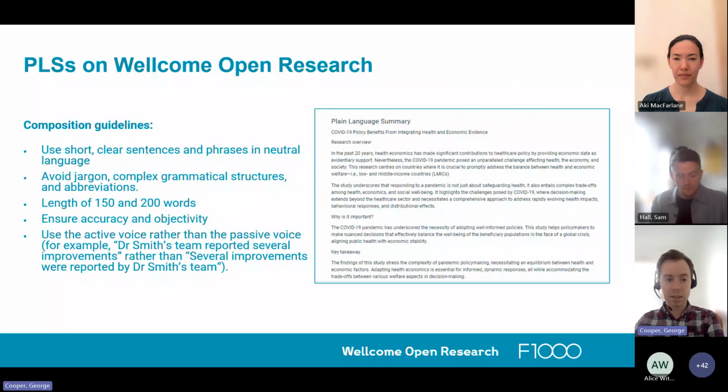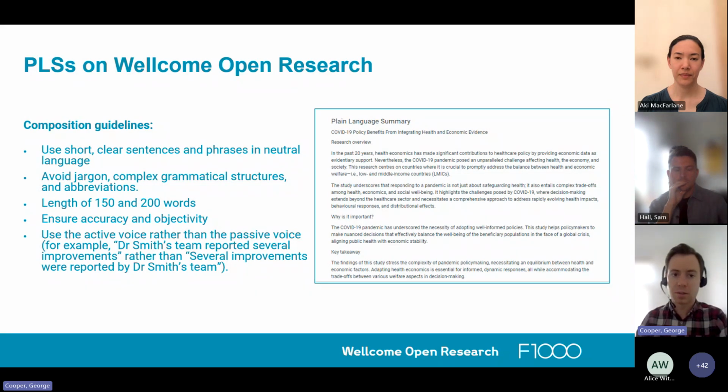In terms of actually writing a plain language summary, here's some more advice about how you should go about doing that. On the right, you can see a plain language summary that's been zoomed in a bit more, so you can see how this plays out in practice. But it effectively keeps things brief, particularly in terms of sentences themselves. So use short, clear sentences and phrases in neutral language. It doesn't have to be emotive language. It should be objective in tone, but trying to keep it a bit shorter, a bit more concise.